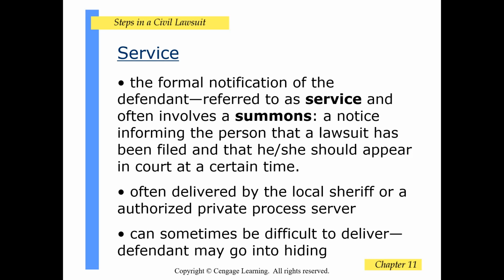The formal notification to the defendant is referred to as service and often involves a summons, a notice informing the person that a lawsuit has been filed and that he or she should appear in court at a certain time. It's often delivered by the local sheriff or an authorized private process server, though today e-serving is much more common. It can sometimes be difficult to deliver as defendants may go into hiding.